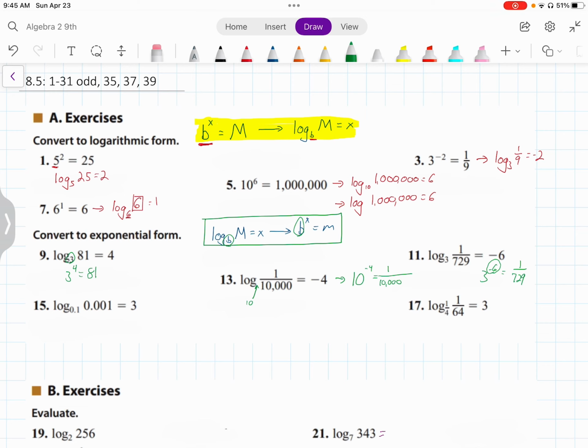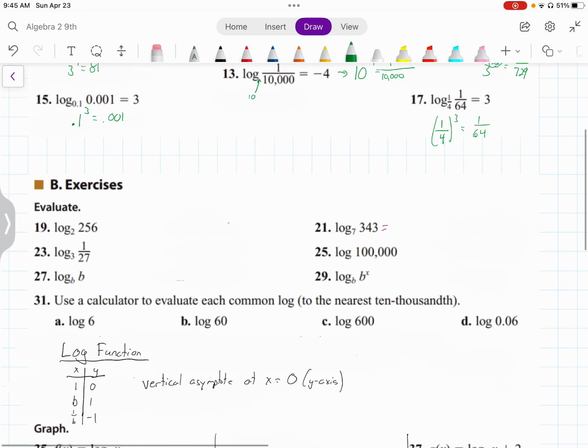Number 15, 0.1 cubed equals 0.001. And number 17, 1/4 to the 3rd equals 1 over 64. So that's changing from logarithm form to exponential form.